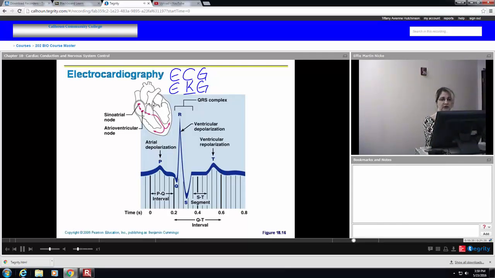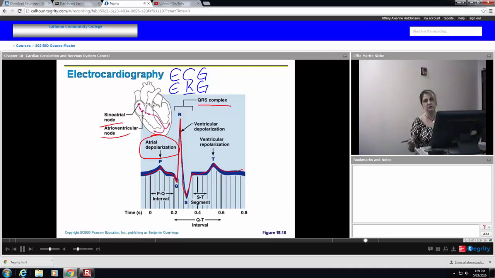When the atria are depolarizing, now remember we're starting here with the sinoatrial node, sending that signal down to the atrioventricular node. So when the atria are depolarizing, we have a very characteristic P wave that is created. Then we have the ventricles depolarizing, which gives us a QRS complex. And then when the ventricles repolarize, or come back to their normal state, we have a T wave that's created.